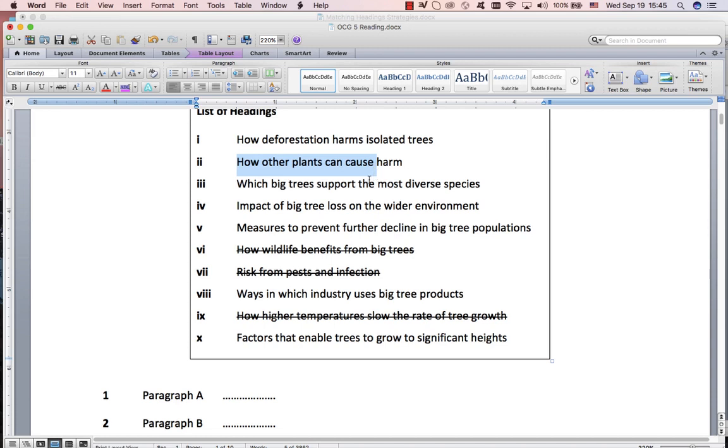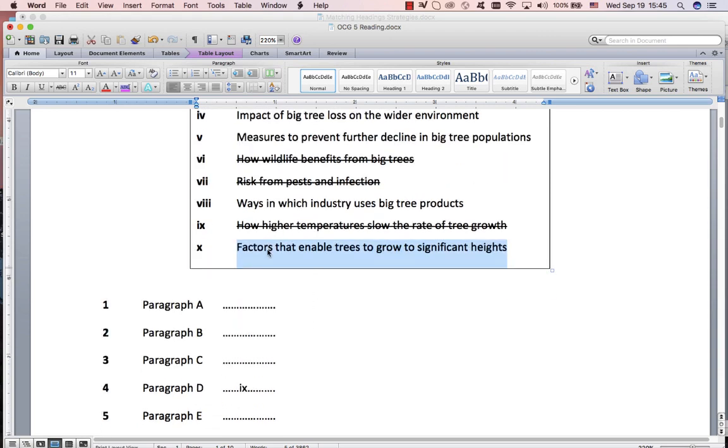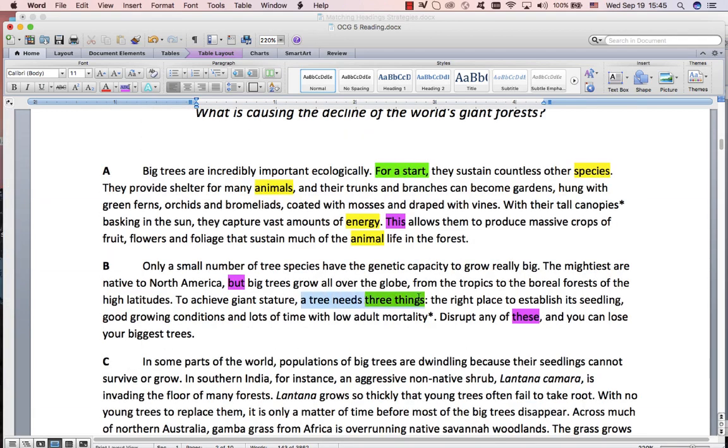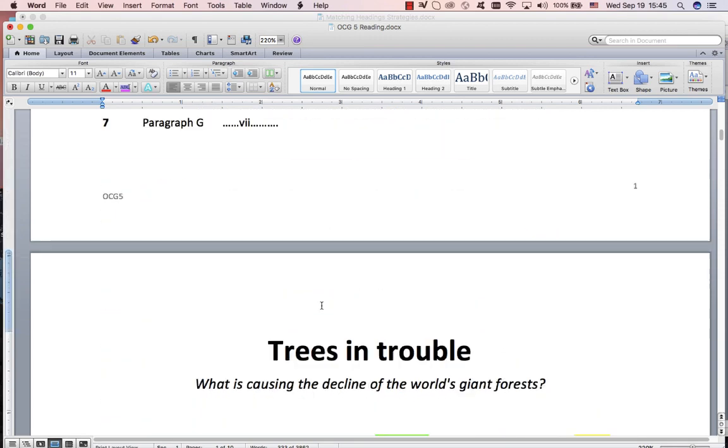It needs 3 things. Which, no. Prevent further decline, no. Industry products, and there it is. Factors that enable trees to grow to significant heights. A tree needs 3 things. Enable is a good word to know. It needs this factor, and this factor. So in this one, it's not positive or negative, it's kind of neutral, but this is very important structural language which should help you. So I'm confident enough to go for that one.